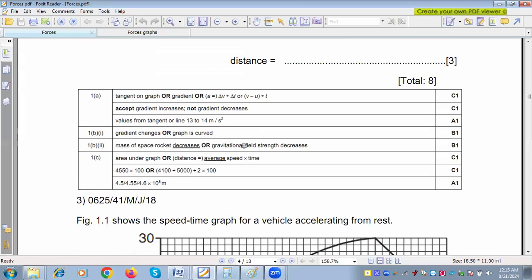Mass of rocket decreases, or gravitational force, and this is also a possible answer. When it goes higher and higher, the value of g will also decrease. So it may be due to the change in mass or the change in the weight due to the value of g, which may change at higher altitude. So this area is calculated. You can use the formula average speed into time also. You can see the marks which are awarded. You have to mention the area under the graph, then do the proper calculation and give the final answer with appropriate unit.